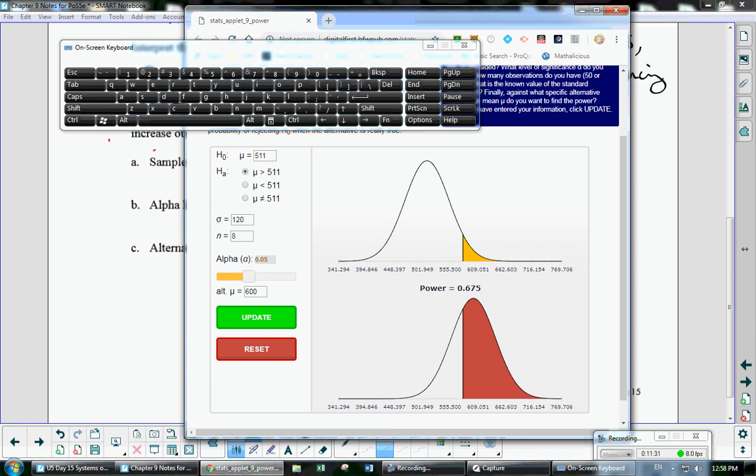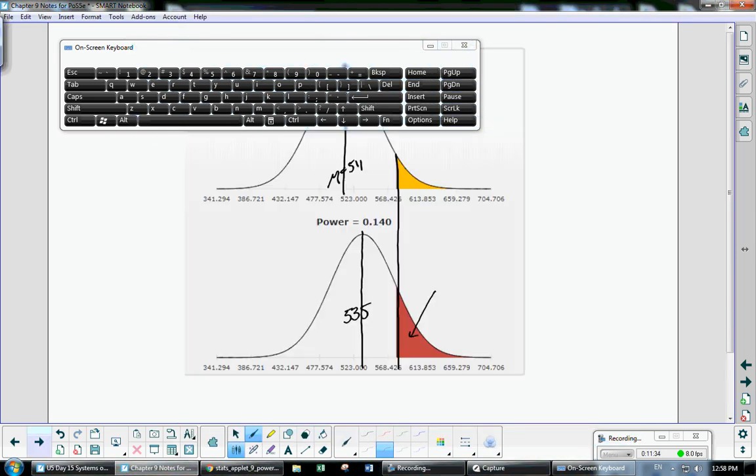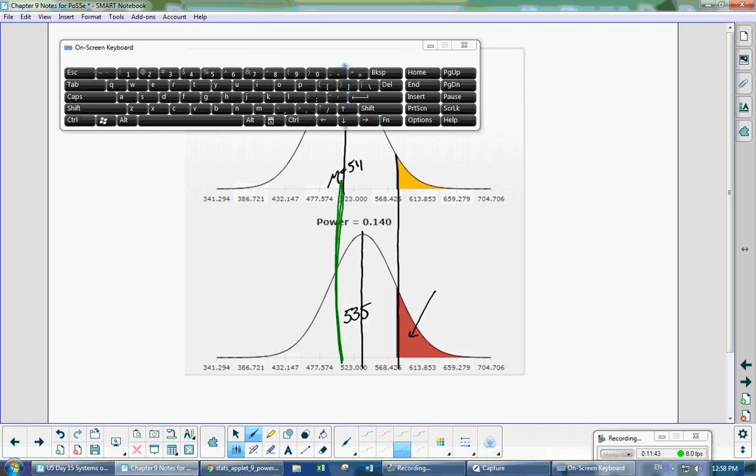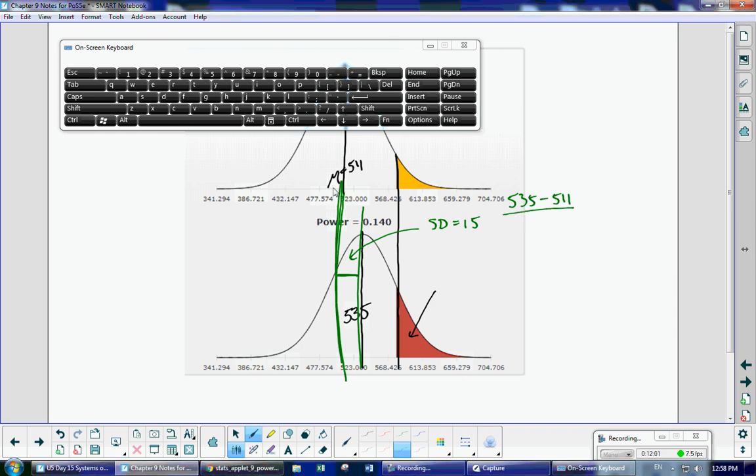Let me go back to there. So if we're increasing the number of standard deviations, actually I take that back. This one would be, yeah, so there's that. So, here's 511. Here's 535. So if our standard deviation is, let's say, like 15, okay, standard deviation equals 15. So then I've got a difference of what? 535 minus 511. So our statistic here, that's going to be about 1.7.